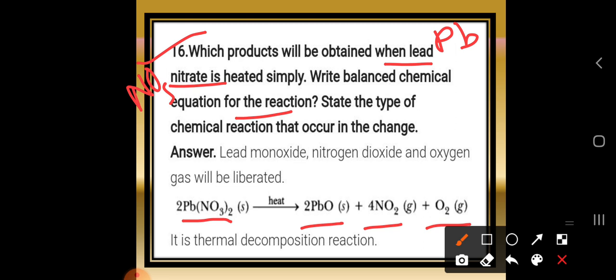So lead nitrate, when it is heated, separates into nitrogen dioxide, lead oxide and oxygen. It is one of the examples of a thermal decomposition reaction. Dear students, in the previous question we discussed giving an example of thermal decomposition. So this is also an example of a thermal decomposition reaction, and you can write this there.